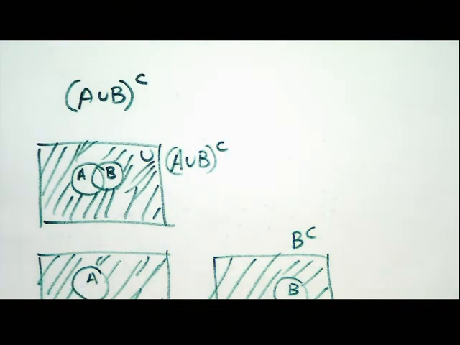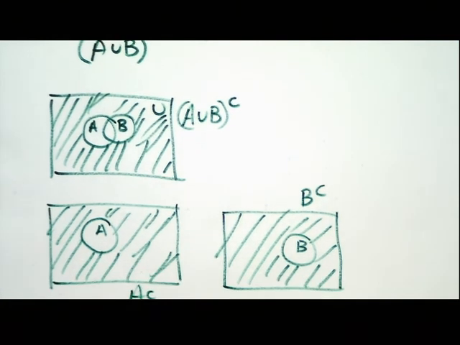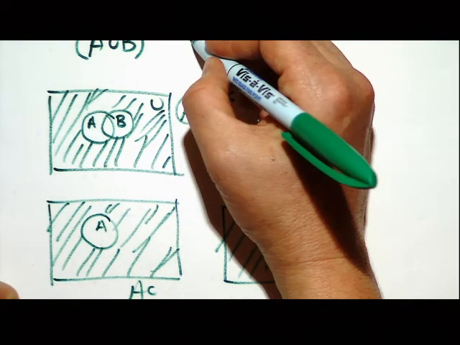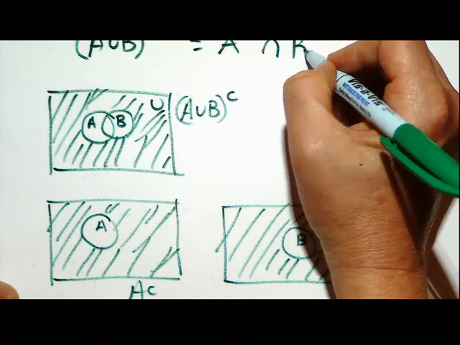Can I figure out what A union B complement is from A complement and B complement? You don't think we can figure it out? Yes. What is it? That's right, it's the intersection. So if I thought of these like slides and I slid them over each other, then the stuff that was in both of them is outside of the union, right? So the stuff here and the stuff here, if they're in both of these, then that means they're not in the middle there. So that's equal to A complement intersect B complement.